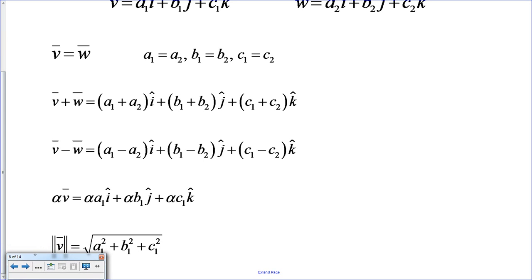Our magnitude, again, looks very familiar. The magnitude of v is equal to this distance formula that we just saw. A square root of a squared plus b squared plus c squared.